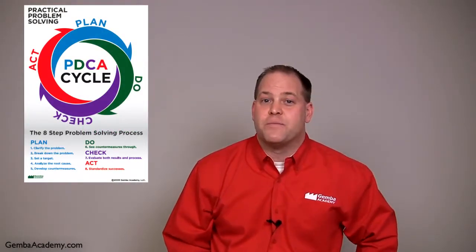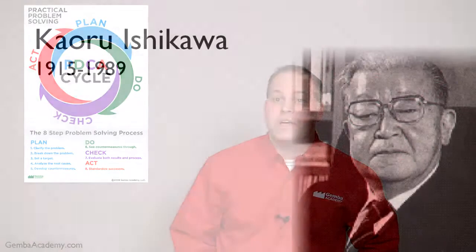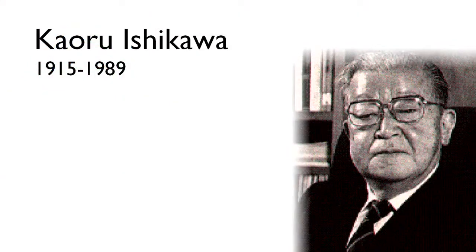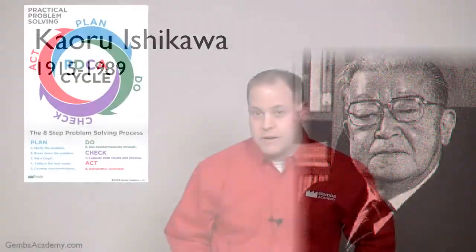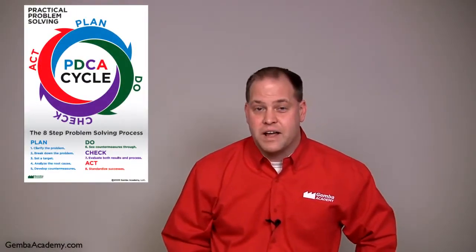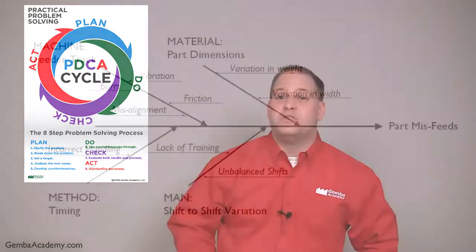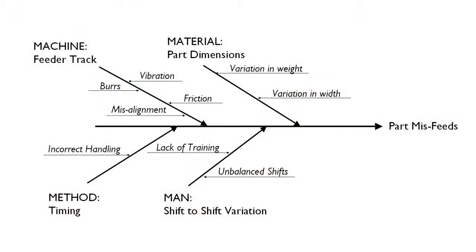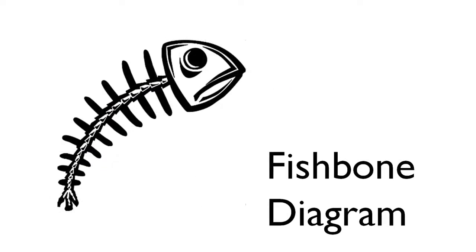Well, the fishbone diagram was first developed by Mr. Kaoru Ishikawa in the 1960s, which is why you'll often hear this tool referred to as the Ishikawa diagram. And you also hear this tool referred to as a cause and effect diagram. But due to its unique appearance, most simply refer to this tool as the fishbone diagram.